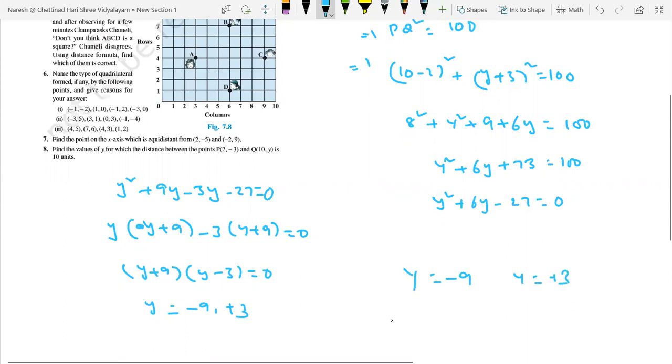So (10, -9) also has the same distance of 10 units, and (10, 3) also has the same distance of 10 units from P. There are two possible points. Is it clear, guys?